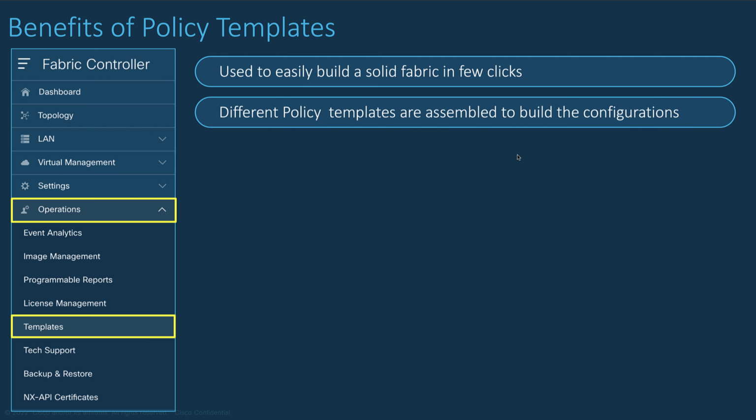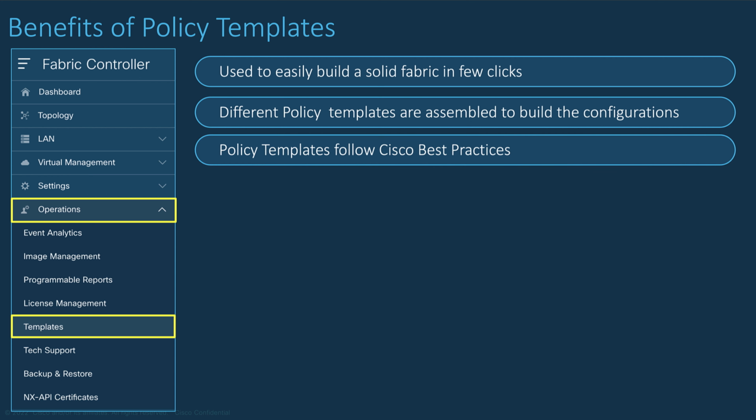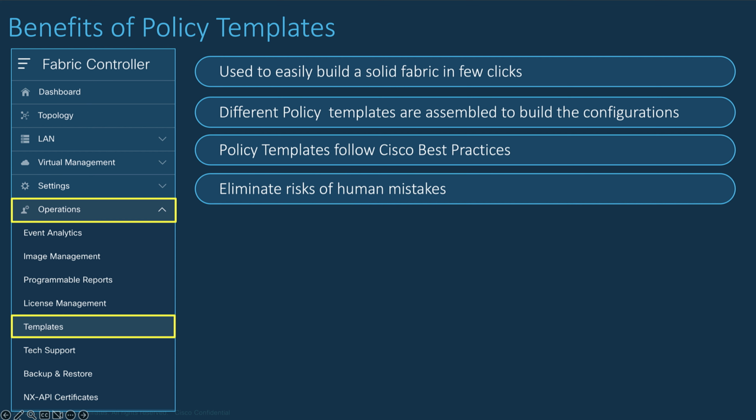Different policy templates are assembled to build the end-to-end configuration, and NDFC always offers you the possibility to preview any configuration if you want, and ultimately the configurations are sent to the concerned devices. All policy templates rely on Cisco network best practices to deploy the fabric and according to the end user requirement in terms of transport, features, and resources he wants to enable. You don't have to care about the configuration per se. NDFC does it for you. That eliminates high risks of human mistakes.